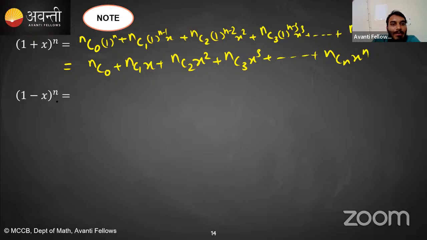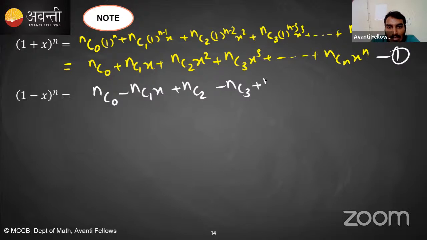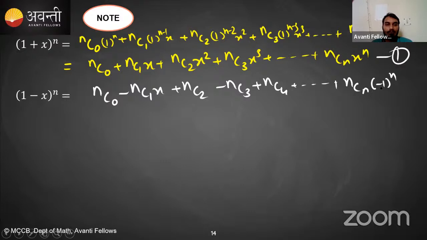Similarly, how will (1 - x) raised to the power n come? Replace x with minus x in this expansion directly. So you will get nC0 - nC1 x + nC2 x^2 - nC3 x^3 + nC4 x^4, like that, up to nCn (-1)^n x^n. Is that clear, students? So directly you have to remember. I hope no one has any doubt. If you have any doubt, tell me.